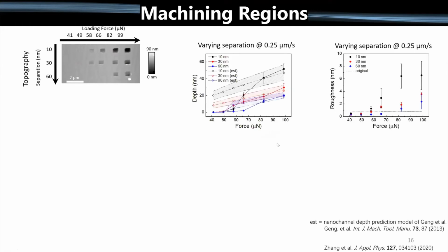So here you can see what we would see in terms of depth as a function of force, and roughness as a function of force. We could more or less fit it to an established model for predicting the depth of a nanochannel using a machining approach. You can see it works a little bit better at higher forces and not so well at the lower forces, but this might be due to the model not accounting for factors like the structural phase transition that we have in our material, removal of machined pile-up material, elastic recovery, and friction.